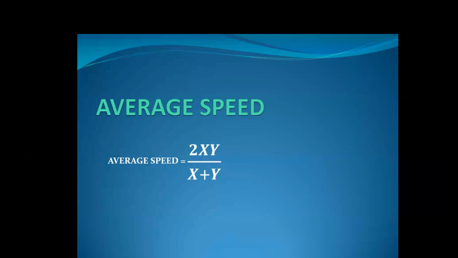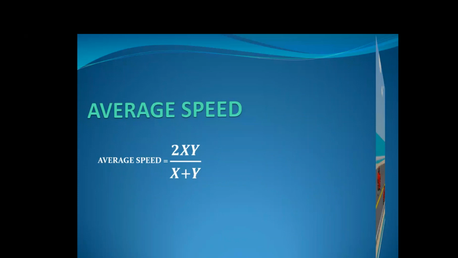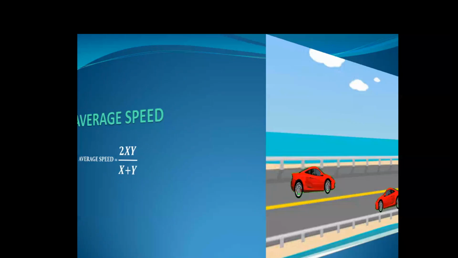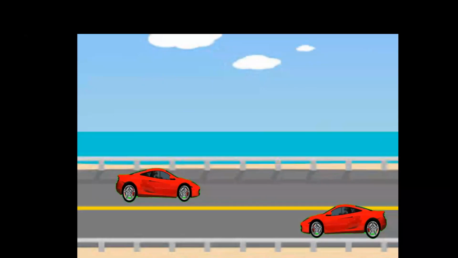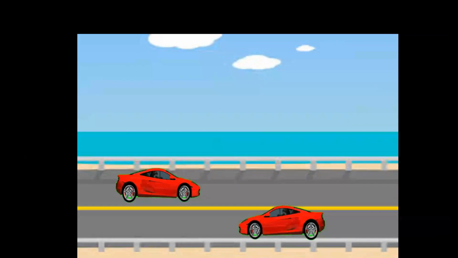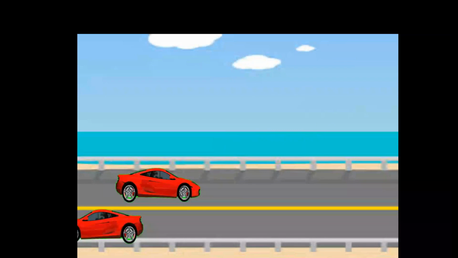Maybe you have to compare two vehicles moving in opposite directions. Maybe you have to calculate the average speed of two vehicles moving in the same direction.